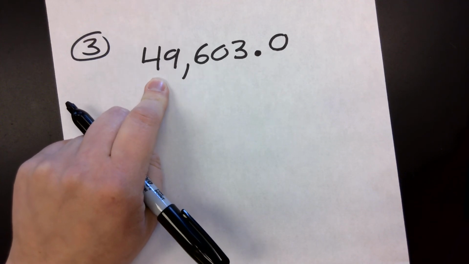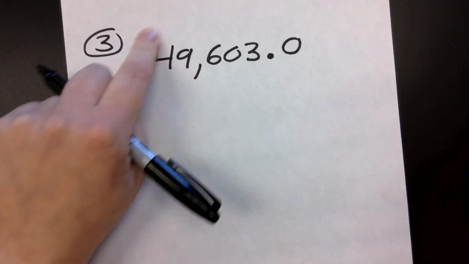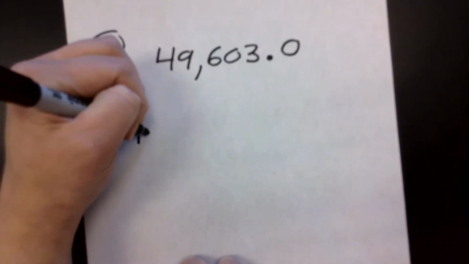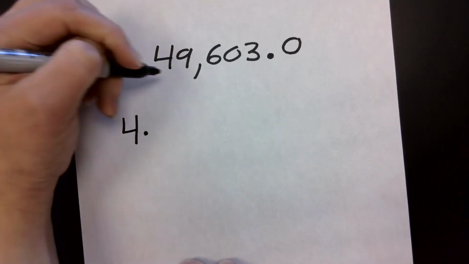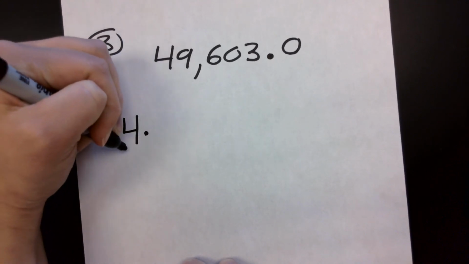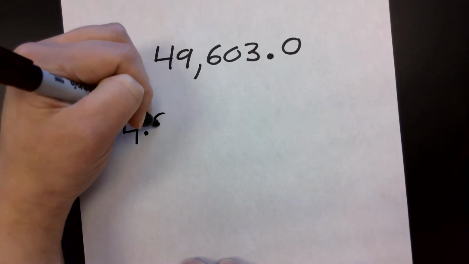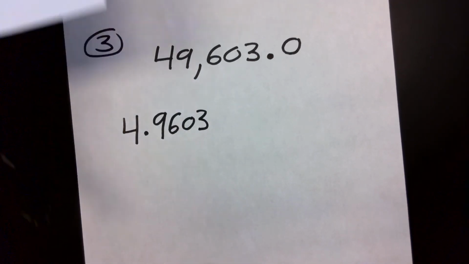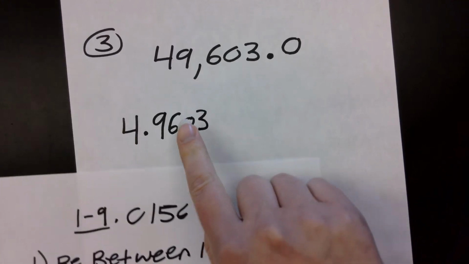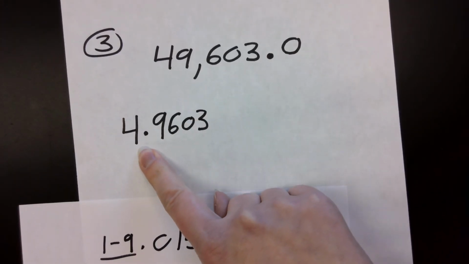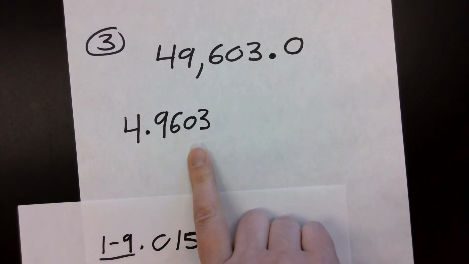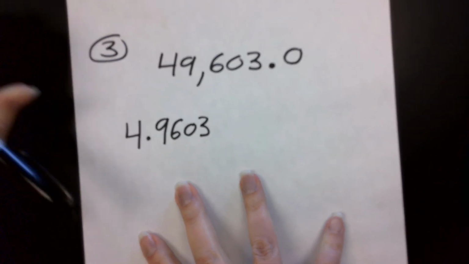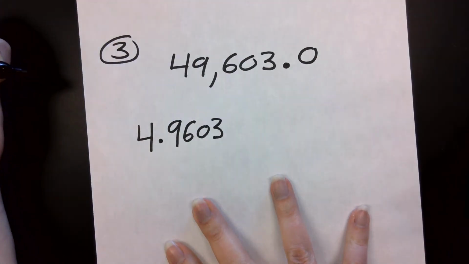And so 4, since it's below 9, but 49 isn't, we're going to start with 4 and put our point in. Okay? And that makes our starter number lower than 10. 4.9603. We're following our second rule. Our first number has to be between 1 and 9, which it is, and it will be followed by the other numbers as stated by our second rule. We're not worrying about our third rule with sig figs right now.